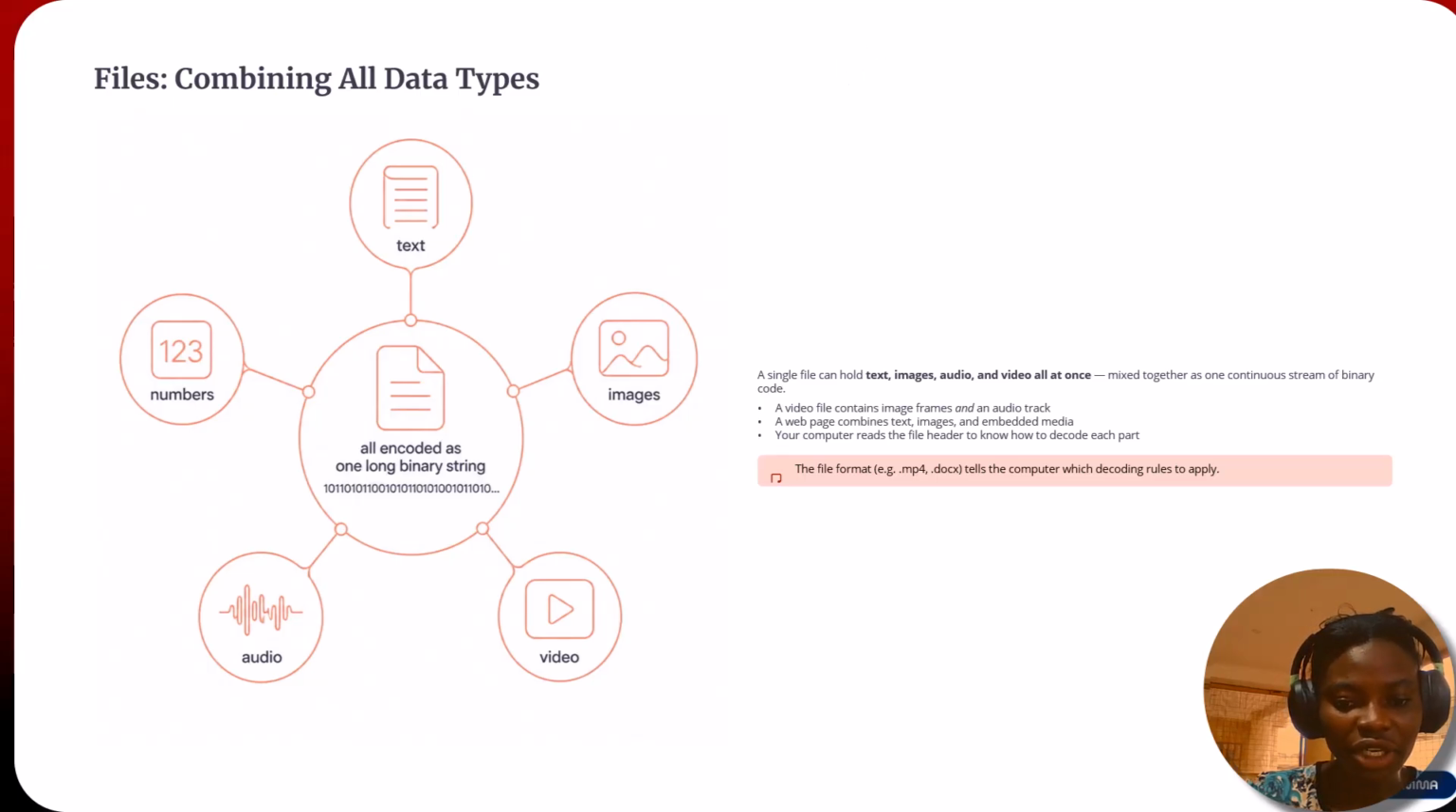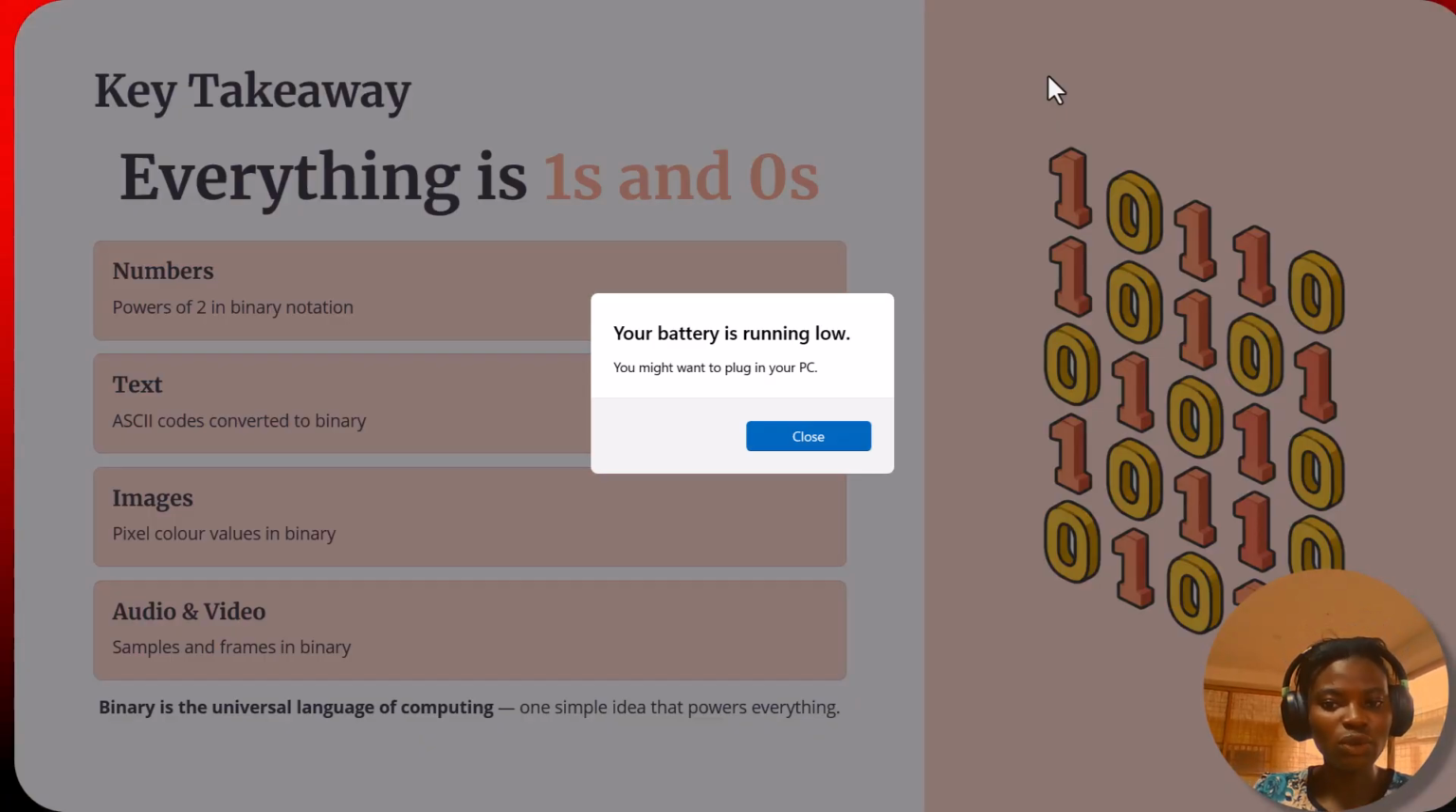The most important idea in this lesson is that everything in computing is represented using ones and zeros. Numbers are represented using powers of two in binary notation. Text is represented using ASCII codes that are converted into binary. Images are represented using pixel color values in binary. Audio and video are represented using samples and frames in binary.